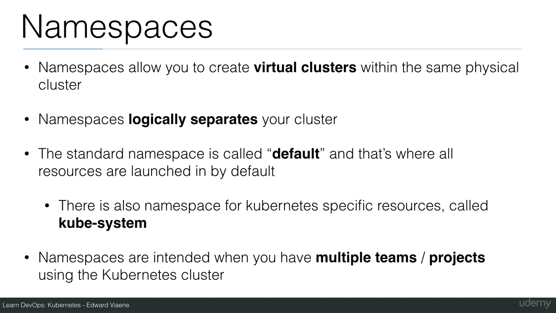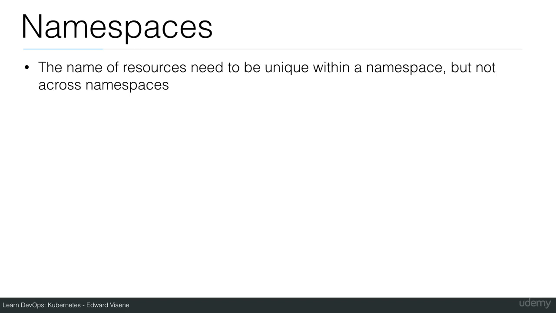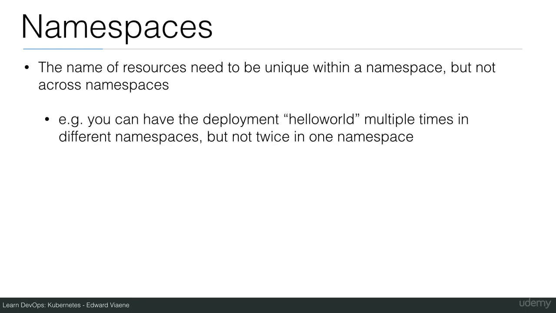Namespaces are intended when you have multiple teams or multiple projects using the Kubernetes cluster. You don't need this if you're the only user. The name of the resources need to be unique within a namespace, but not across namespaces. For instance, you can have the deployment hello world multiple times in different namespaces, but not twice in one namespace.